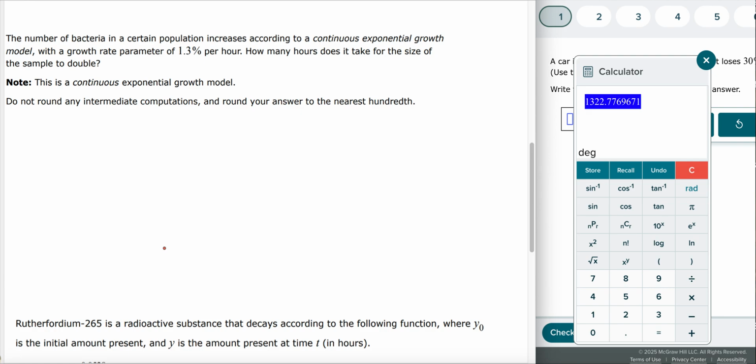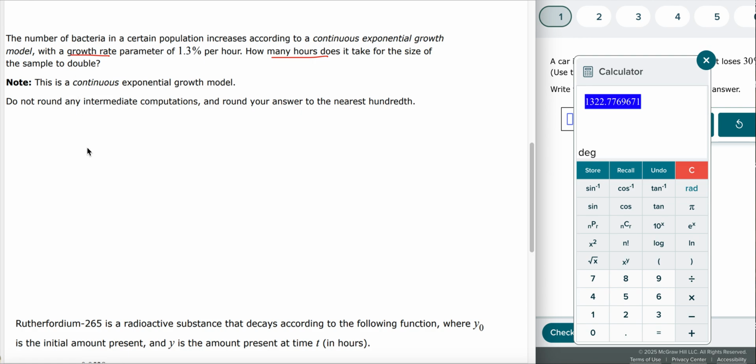Okay, the number of bacteria in a certain population increases according to this continuous exponential growth model, with a growth rate parameter of 1.3% per hour. So notice this time it's a growth rate, so that will be positive. How many hours, okay, so it looks like we're looking for time, does it take for the size of the sample to double?